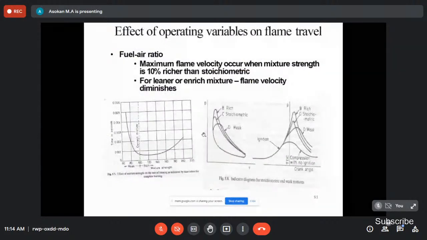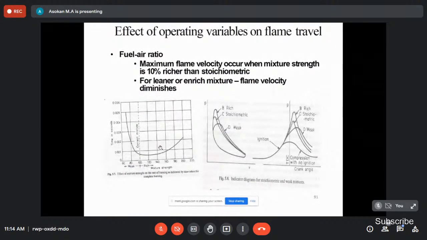And see the effect of operating variables on flame travel. See the fuel-air ratio. This is a little richer than the stoichiometric ratio, around 1.2. The flame time is in seconds. See the left-hand figure. What is the time taken to completely burn the fuel? Lesser than 0.001, maybe 0.005 seconds to complete the burn, maybe for a slightly rich mixture.